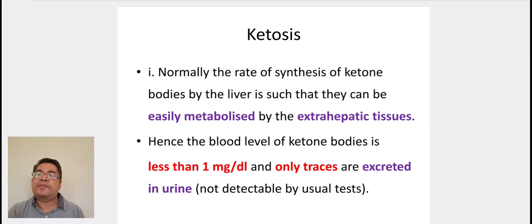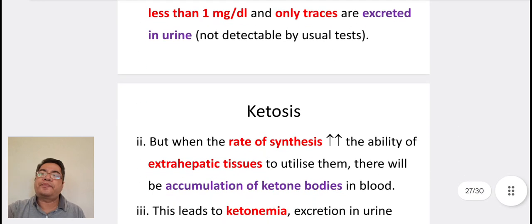Coming to ketosis. First, normally the rate of synthesis of ketone bodies by the liver is such that they can be easily metabolized by the extrahepatic tissues. Hence, the blood level of ketone bodies is less than 1 milligram per deciliter. Only traces are excreted in the urine, which are not detectable by usual tests.